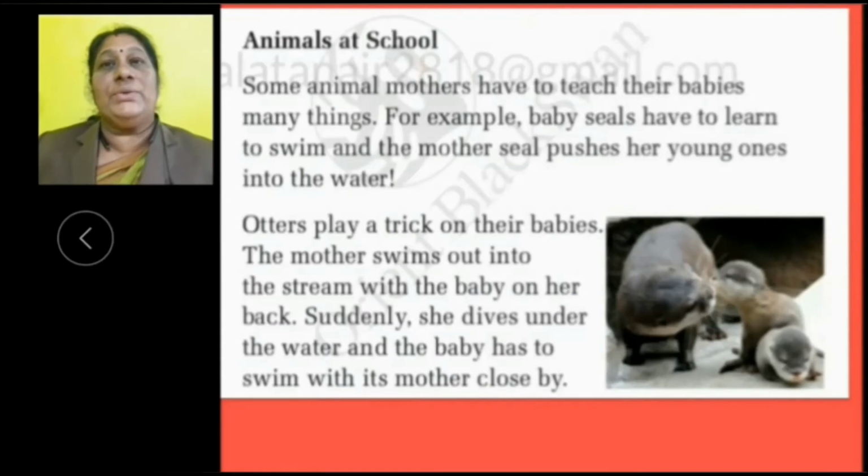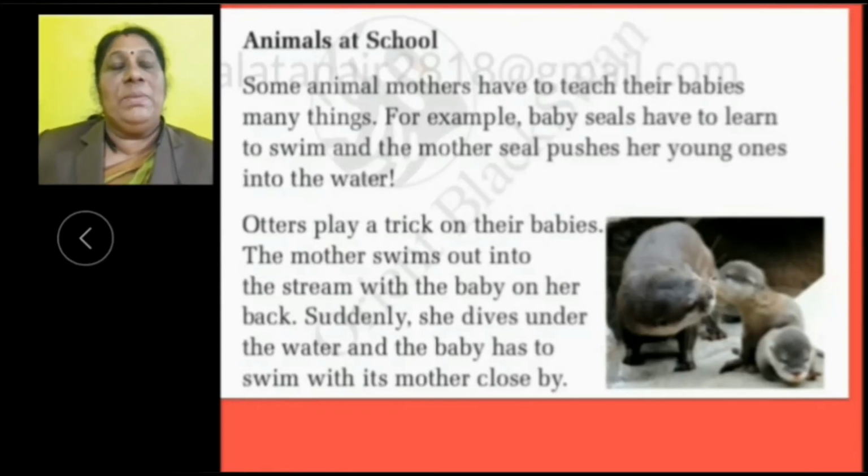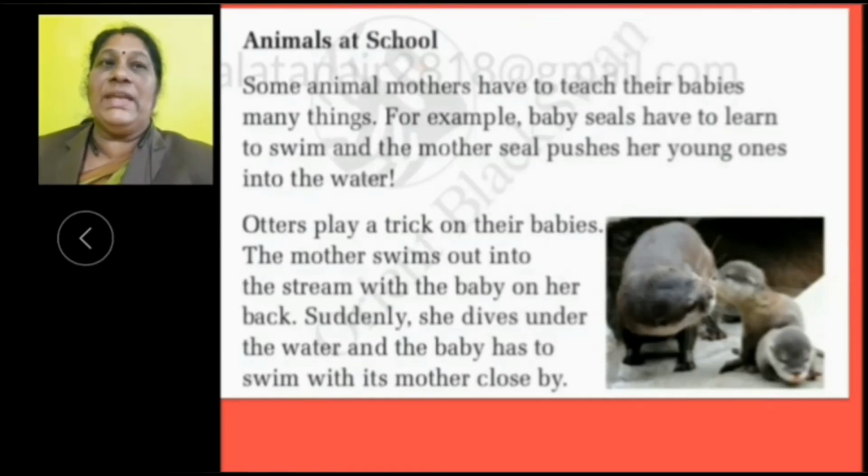Children, in order to teach swimming to baby otters, their mother plays some tricks on their babies. At first, the mother otter swims with the baby on its back. Then suddenly she goes down the water. The baby has to swim along with its mother. This way, the baby otters learn swimming. Now, let us move to next lines.